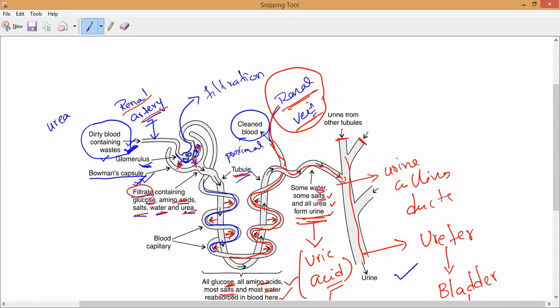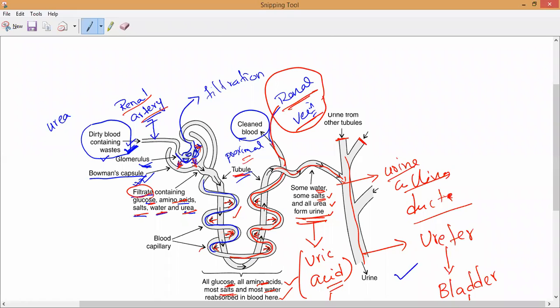The Bowman's capsule. Now, from the lower end of the Bowman's capsule, which is called the tubule, all this waste passes through till where? Till the urine collecting duct. But you can see that while the filtrate is passing, some useful substances are reabsorbed by the body with the help of the blood capillaries surrounding this tubule, the proximal tubule.